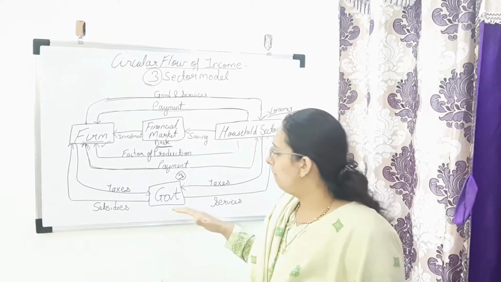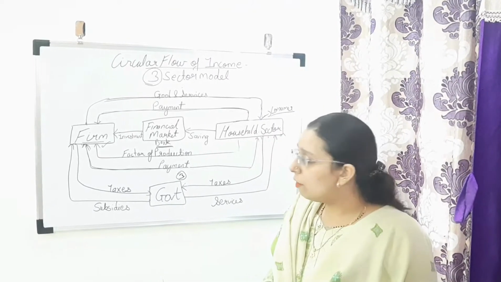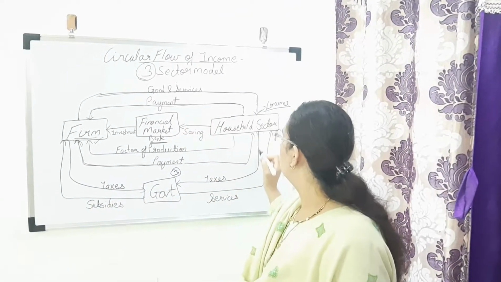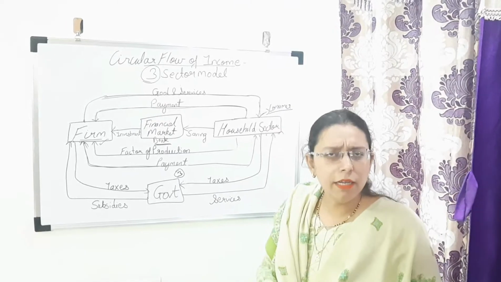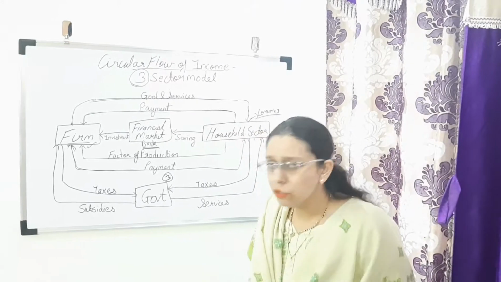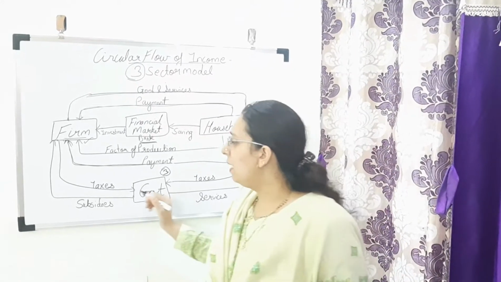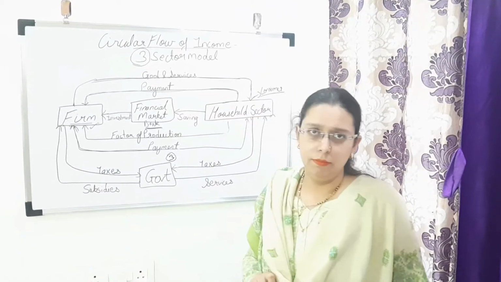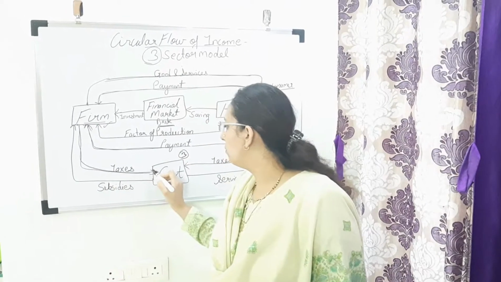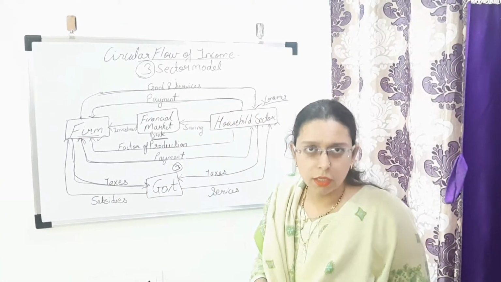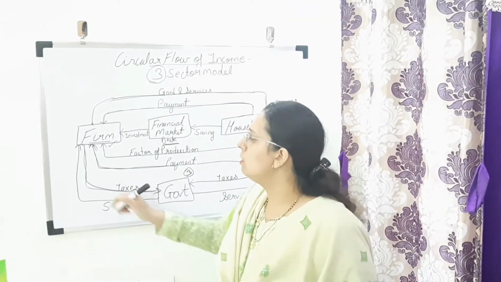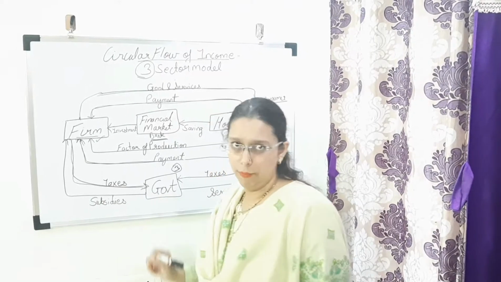Now we are seeing the third sector, that is government. What part does government play in this? Government takes taxes from the firm and the consumer. Whenever a firm produces some product in the market, whatever production he does, he pays taxes for everything. For resources, for production, for whatever profit he earns, the income tax, everything is paid in the form of taxes to the government.